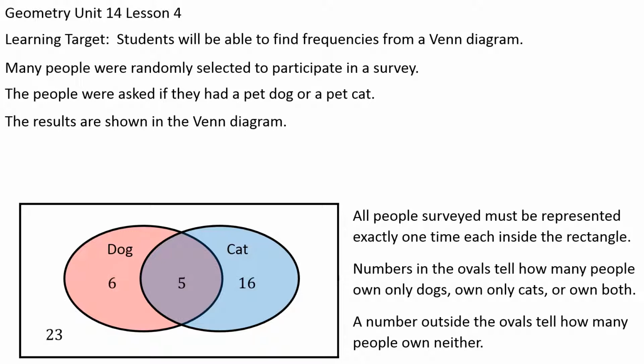Okay, so I've got 6, and that obviously would represent people that own a dog, but not a cat. I see a 16, that would be the people that own a cat, but not a dog. I see a 5, those would be the people that own both a cat and a dog. And then there's a 23 that's inside the rectangle, but it's not in one of those ovals. So that tells me there's 23 people that I surveyed that said, nope, don't have a pet dog, don't have a pet cat.